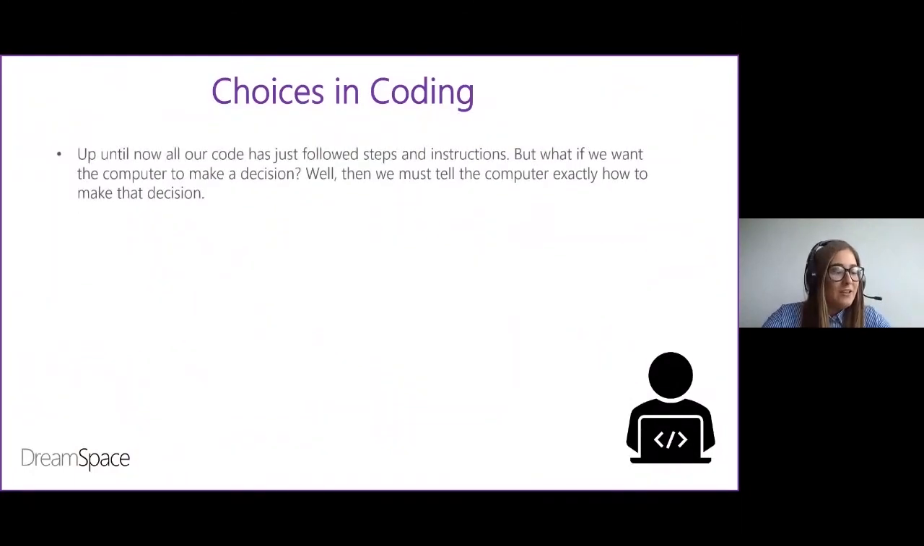So you might have noticed up until this point so far, our code has just been doing simple step-by-step instructions. It's been following exactly what myself, Damien and Amanda have been telling it to do. But this week, we actually want to introduce the concept of our code being able to make decisions.